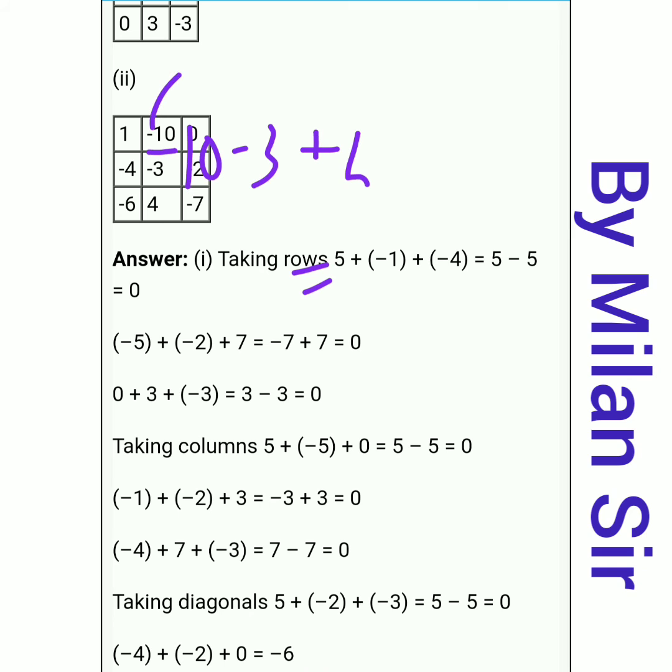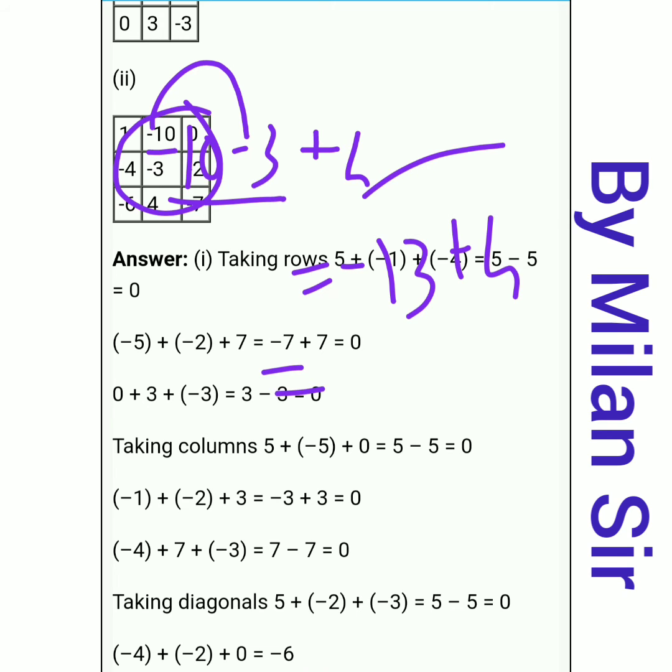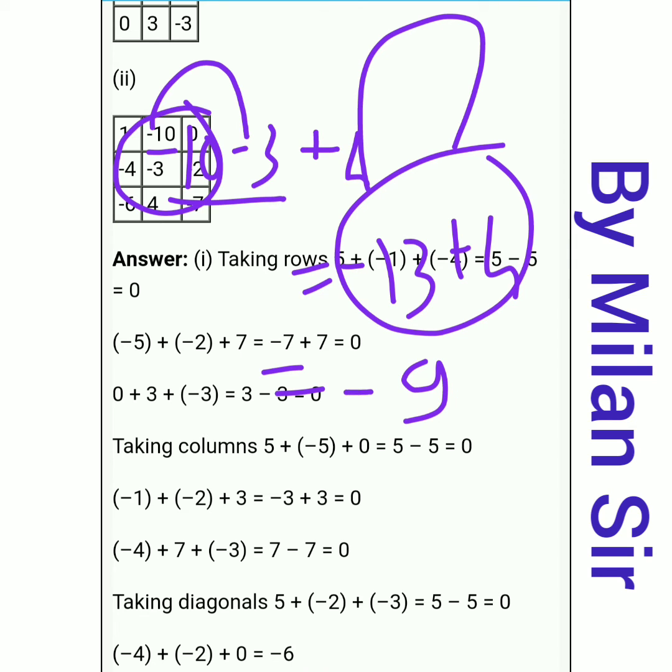Okay, now minus minus plus, 10 plus 3, 13. Big number 10 has a negative sign, so negative sign, and plus 4. Okay, now here plus minus minus, 13 minus 4, 9. Big number 13 has a negative sign, so negative sign. Okay, so our answer is minus 9.